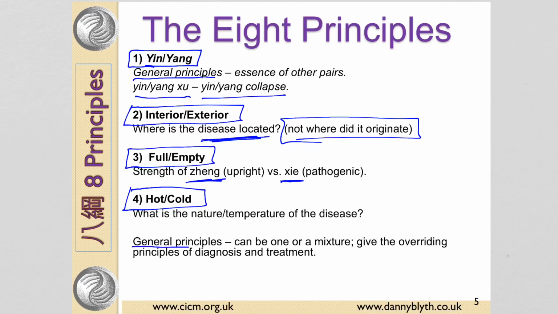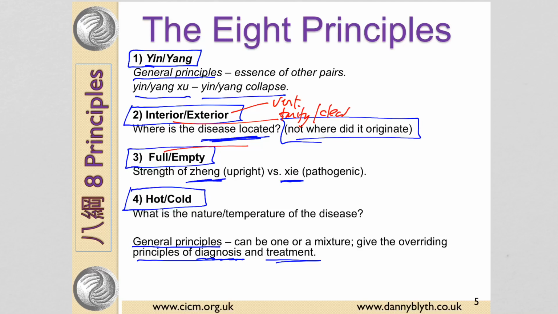And these are general guiding principles. Can be one or the other, or a mixture or neither. It gives us the overriding principles of diagnosis and the overriding principles of treatment. For example, if something is exterior, then we vent it. If it's interior, then we'll tonify it or clear it, depending on whether it's full or empty.